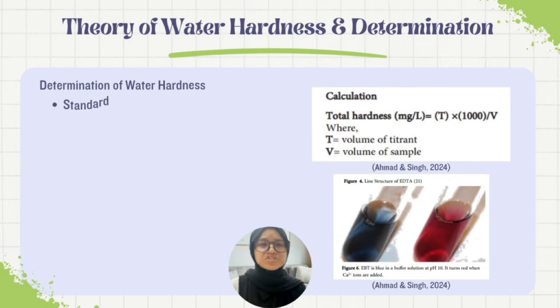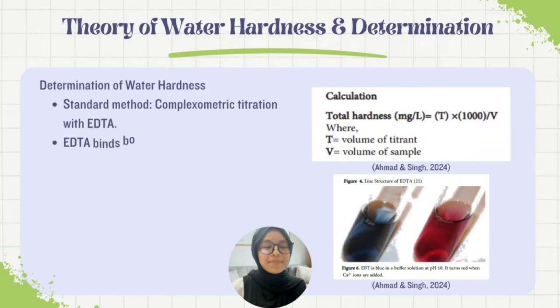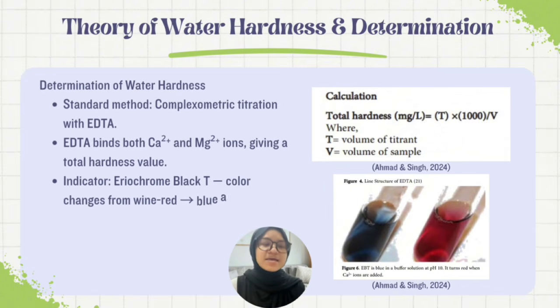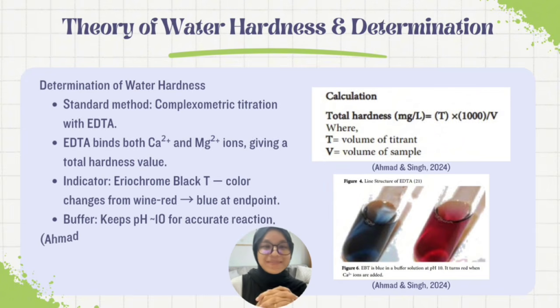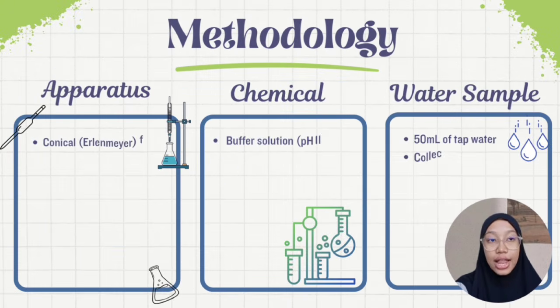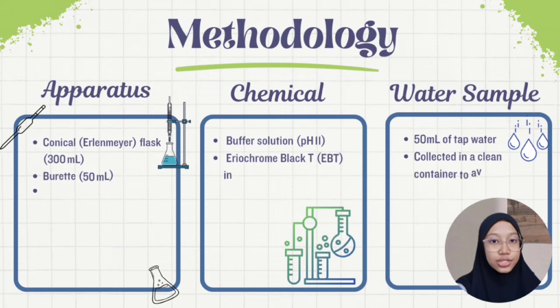So, how do we measure hardness? The standard laboratory method is complexometric titration with EDTA. This chemical binds both calcium and magnesium ions, giving us a reliable measure of total hardness. Moving on to our methodology, let's look at the materials required for this experiment.